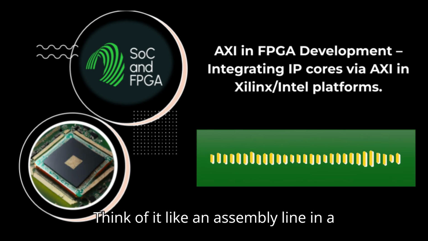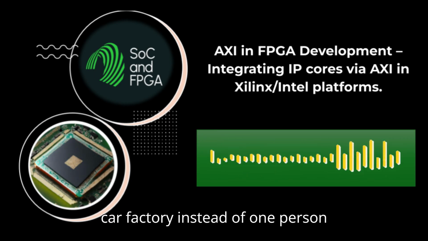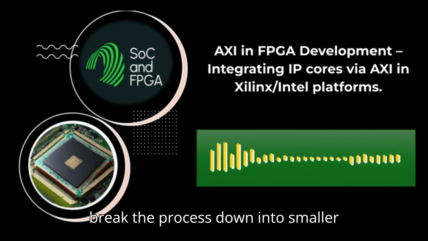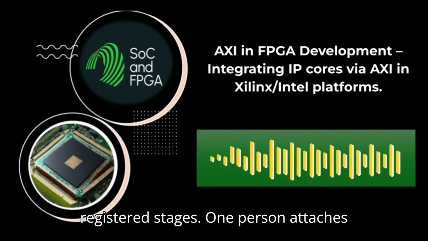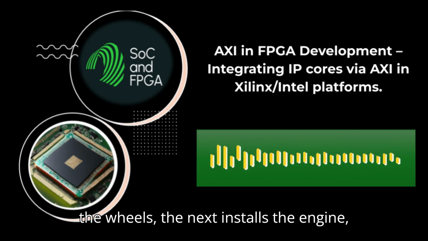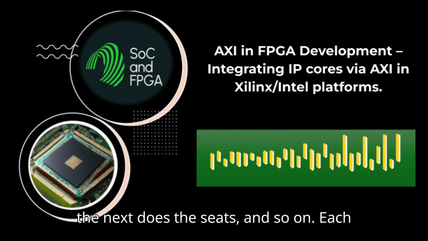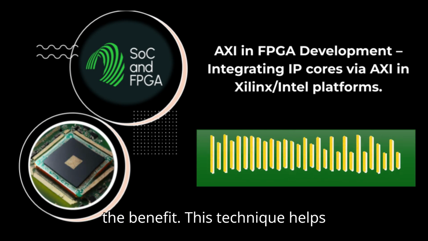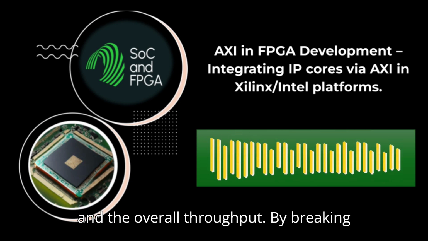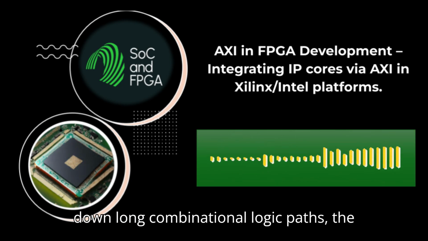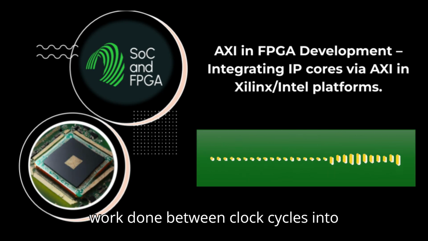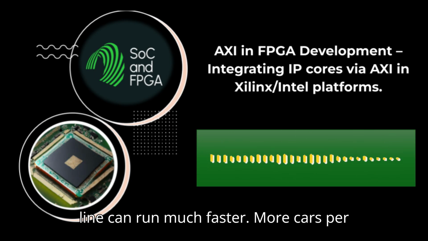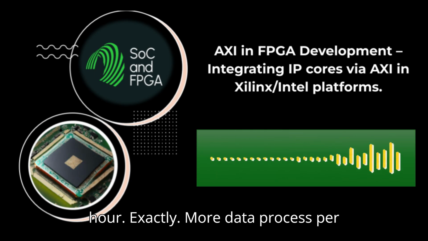Sure. Think of it like an assembly line in a car factory. Instead of one person building a whole car from start to finish, which would be slow, you break the process down into smaller, registered stages. One person attaches the wheels, the next installs the engine, the next does the seats, and so on. Each stage happens in one clock cycle. Okay, and the benefit? This technique helps increase the operating frequency, the Fmax, and the overall throughput. By breaking down long combinational logic paths, the work done between clock cycles, into smaller, faster steps, the whole assembly line can run much faster. More cars per hour. Exactly. More data processed per second.